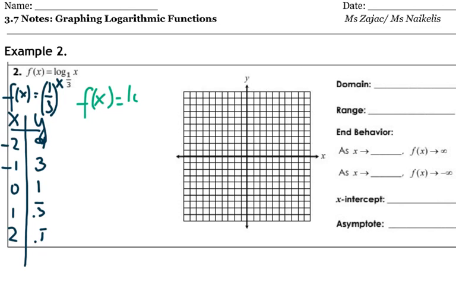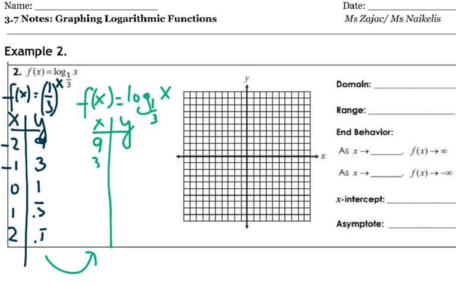Okay, so log base 1/3. Now we know we have to inverse or switch x and y values. So x is now going to be 9, 3, 1, 0.3, and 0.1. The corresponding y values I'm going to take from this x, so it's negative 2, negative 1, 0, 1, 2. I'm ready to graph here.